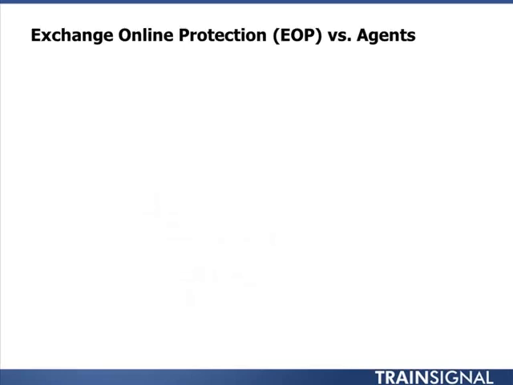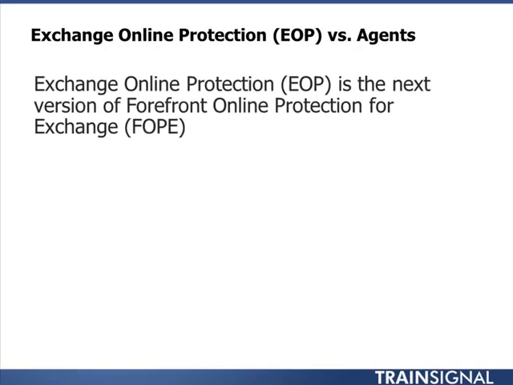For starters, let's talk about the value of going with a hosted anti-spam solution as opposed to working with agents. So Microsoft provides the Exchange Online Protection, EOP, online cloud-based solution. Exchange Online Protection is the next version of Forefront Online Protection for Exchange. Perhaps that's a product that you've heard of or worked with in the past.